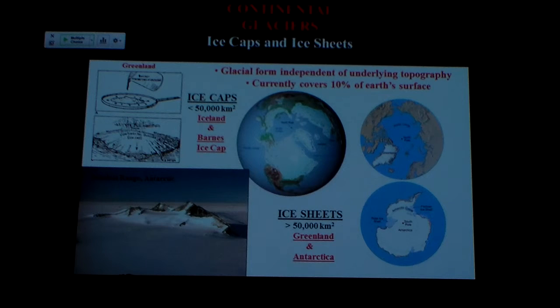Now, if I've just got this glacial ice sitting there, it's not going anywhere. In that case, we call it an ice cap or an ice sheet. It's not moving. It's not a glacier. And ice caps, like Iceland and the Barnes ice cap, are less than 50,000 square kilometers. If it's more than 50,000 square kilometers, like Greenland and Antarctica, then we call it an ice sheet instead of an ice cap.